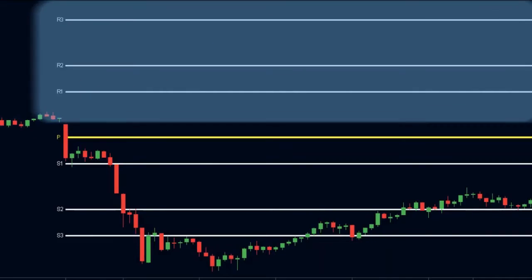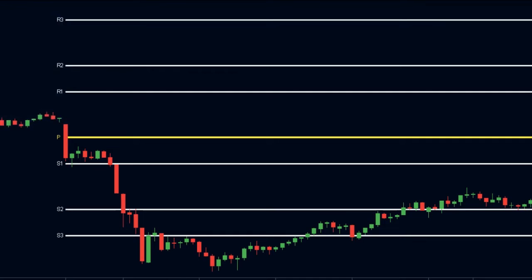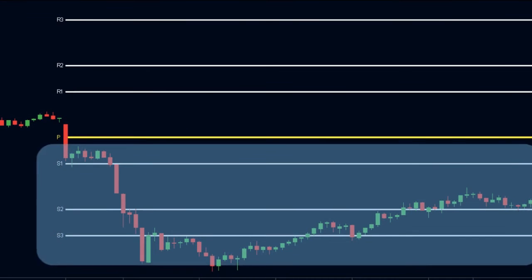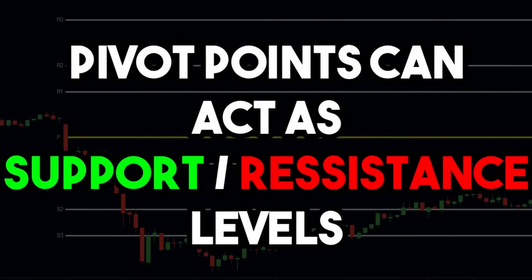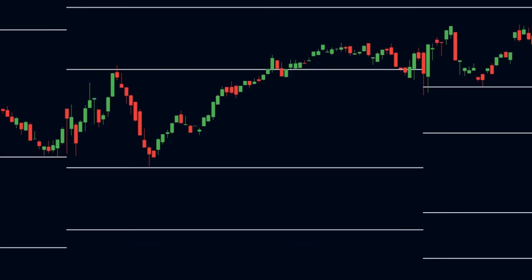The 3 lines above the central pivot are called R1, R2, and R3 respectively. Similarly, the 3 lines below the central pivot are called S1, S2, and S3. Oftentimes, the pivot points can act as support and resistance levels. Hence, the price can reverse after hitting these levels.